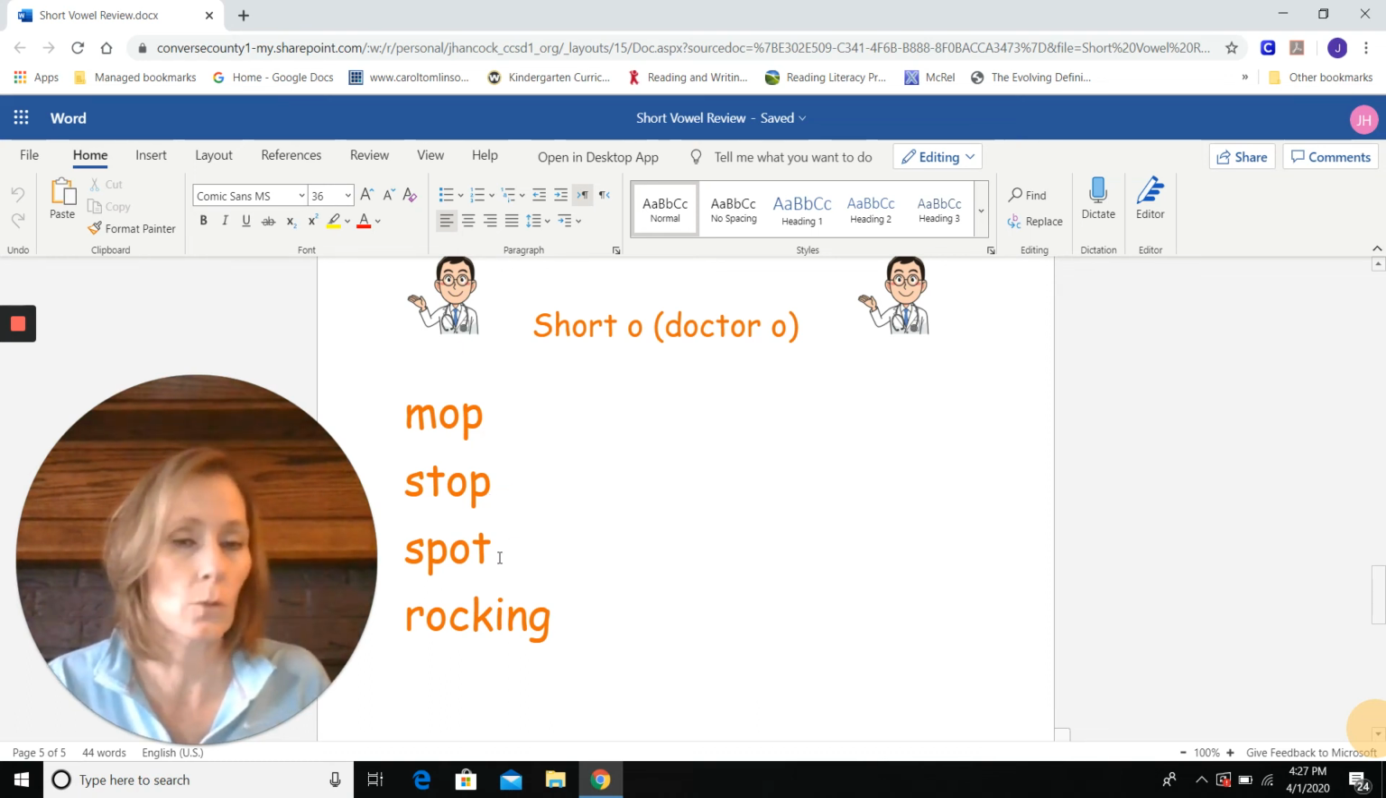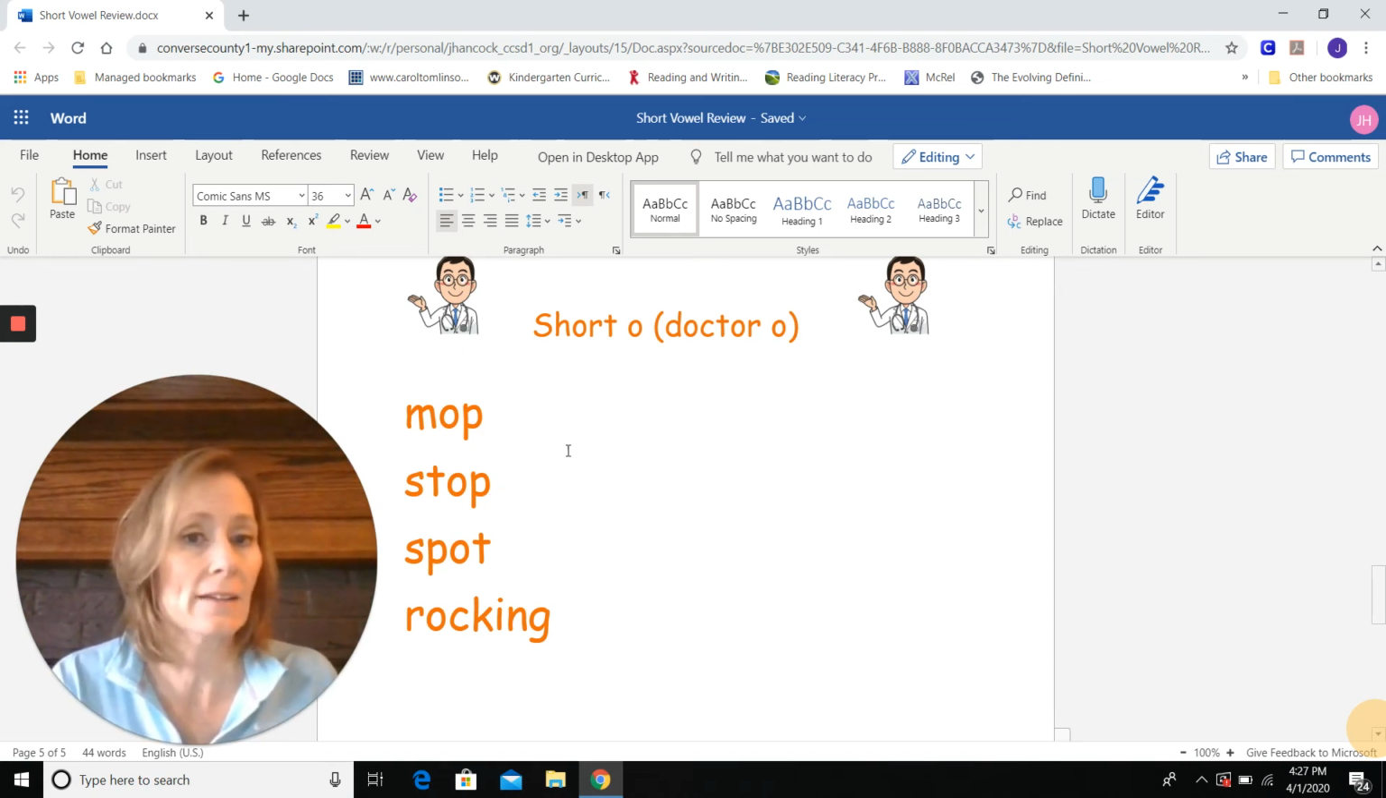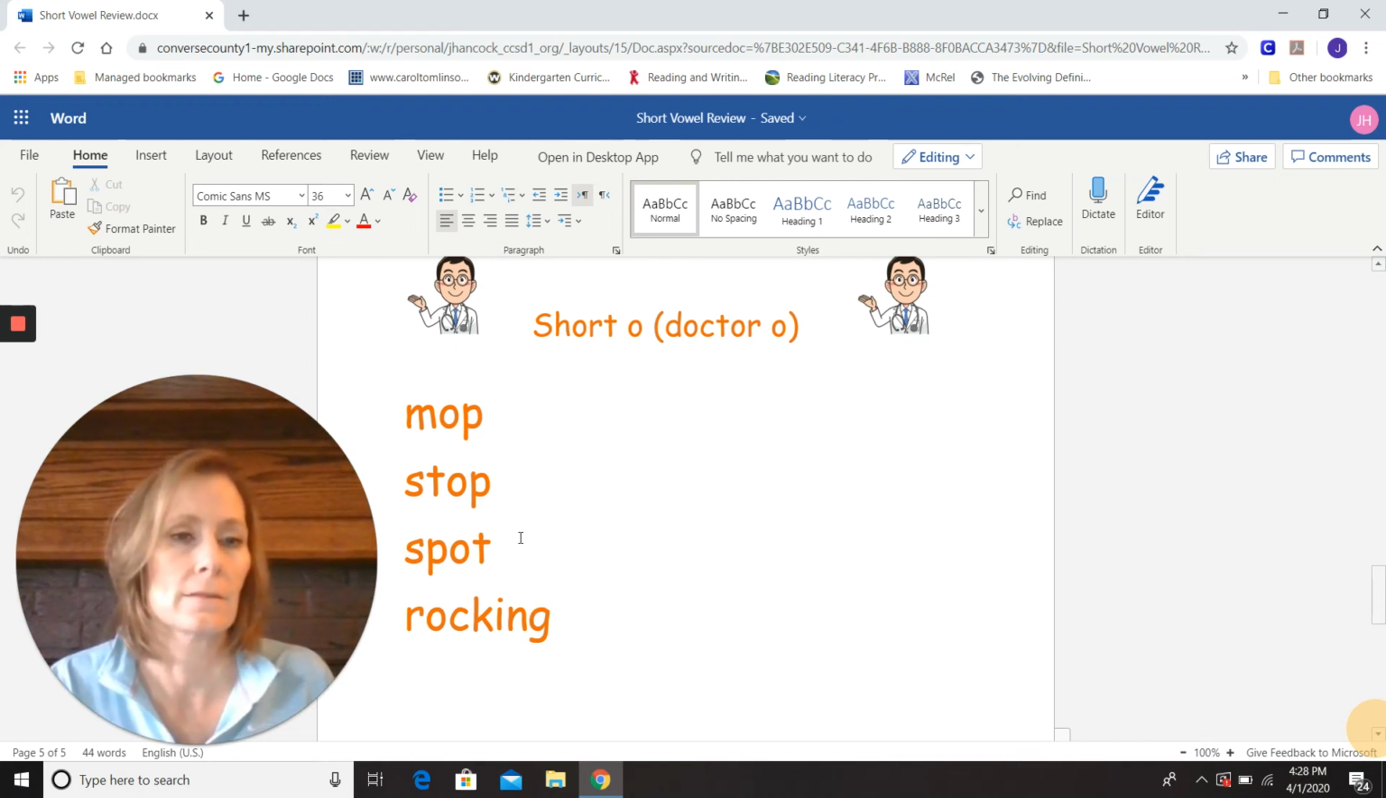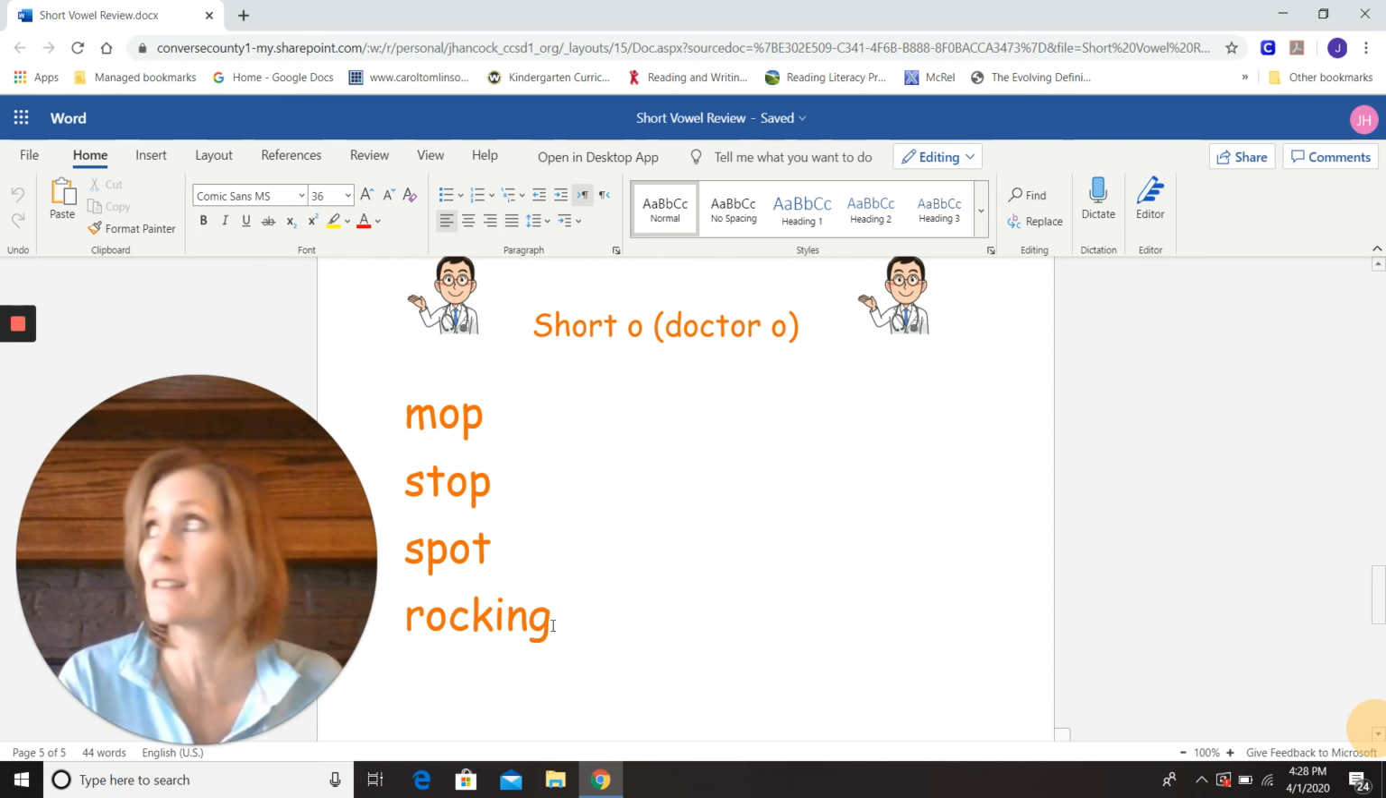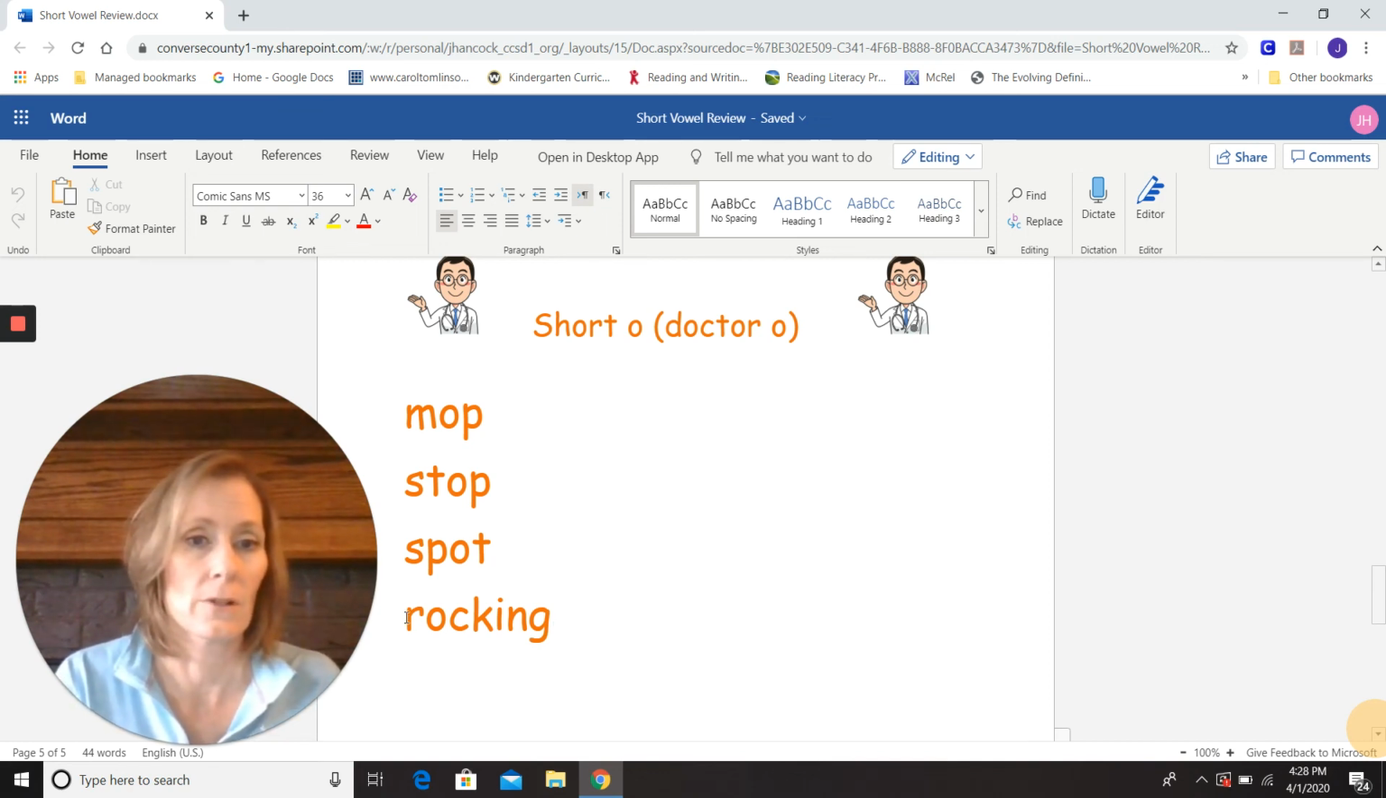Now my next word has the same exact letters as the word before it, but as always, when you're reading, you have to be very careful and read exactly what's there. Spot. Our last word, ooh, I see right away I have an ing at the end. That's going to help me because I know that that chunk says ing. Put it all together with the Dr. O, ah in the middle, and what do you have? Rocking.